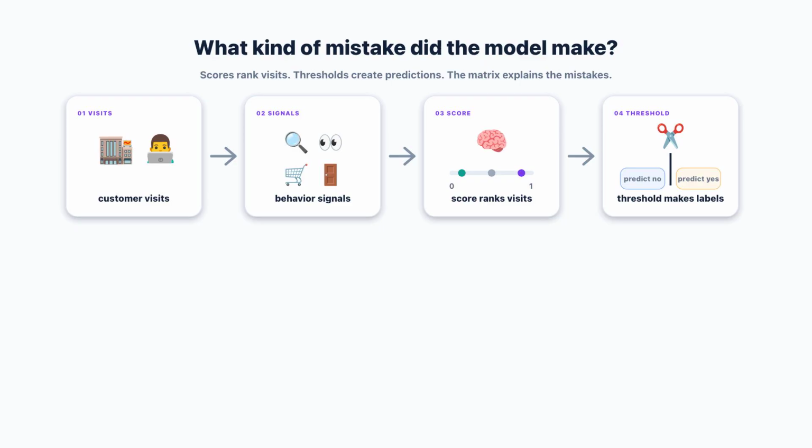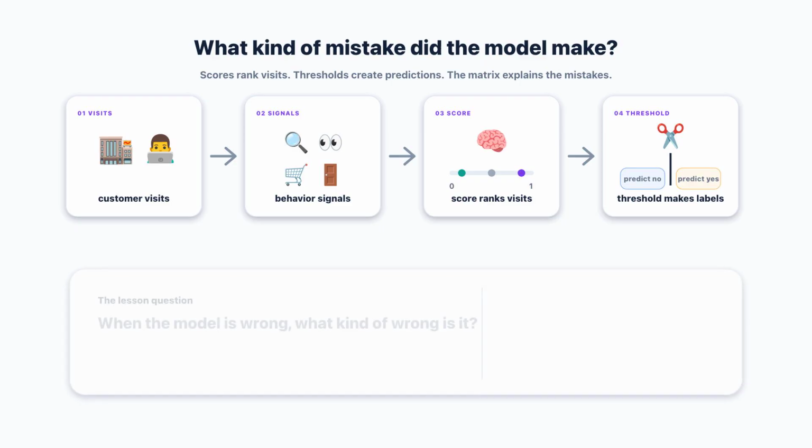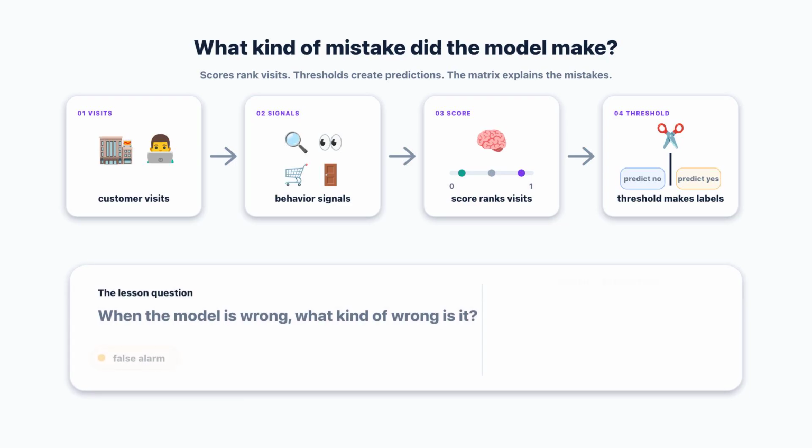The decision happens when we choose a threshold. Above the line, predict purchase. Below it, predict no purchase. Then the useful question is not only, was the model right? It is, what kind of wrong did it make? A false alarm wastes effort on someone who is not going to buy. A missed buyer means we overlooked someone who actually did. This lesson shows how a confusion matrix keeps those cases separate.